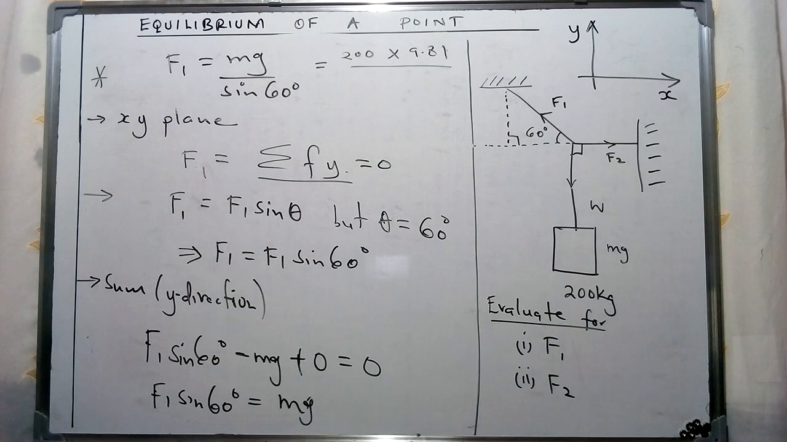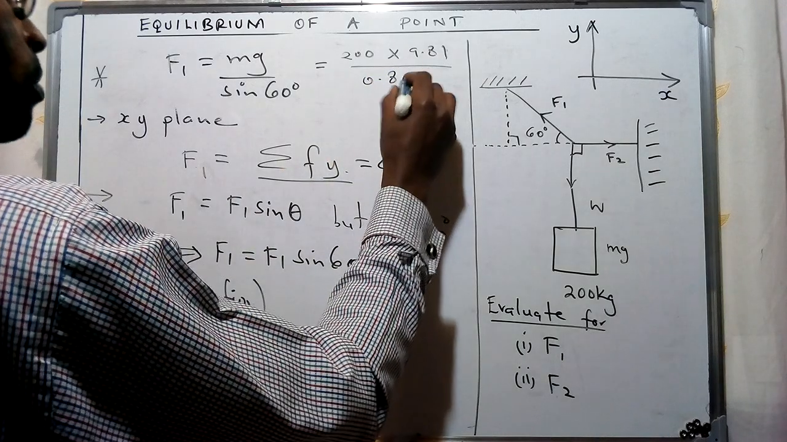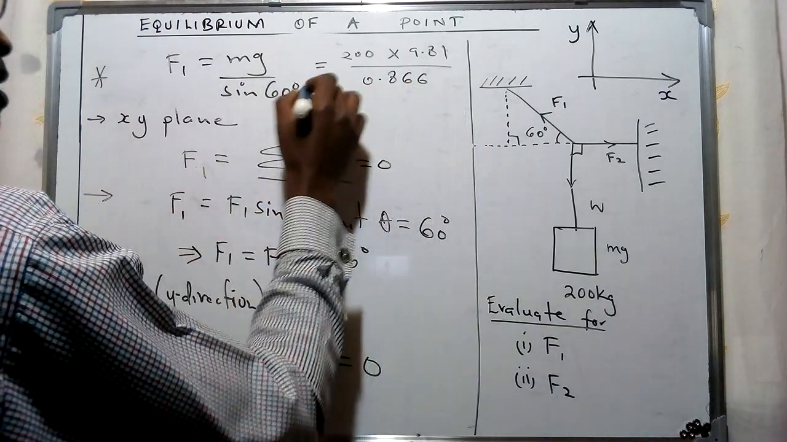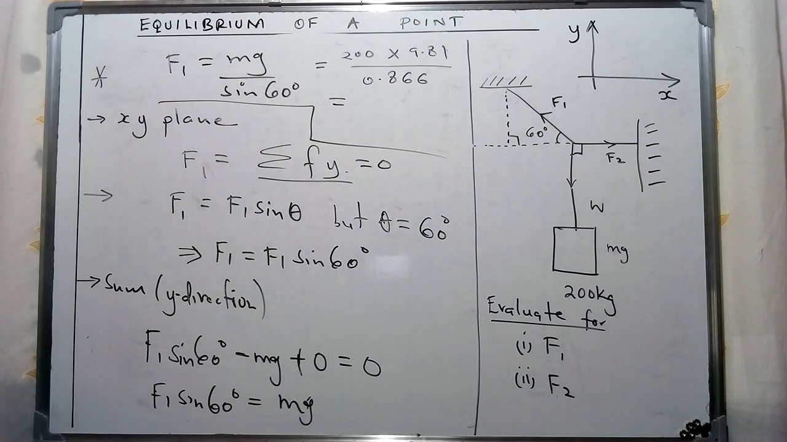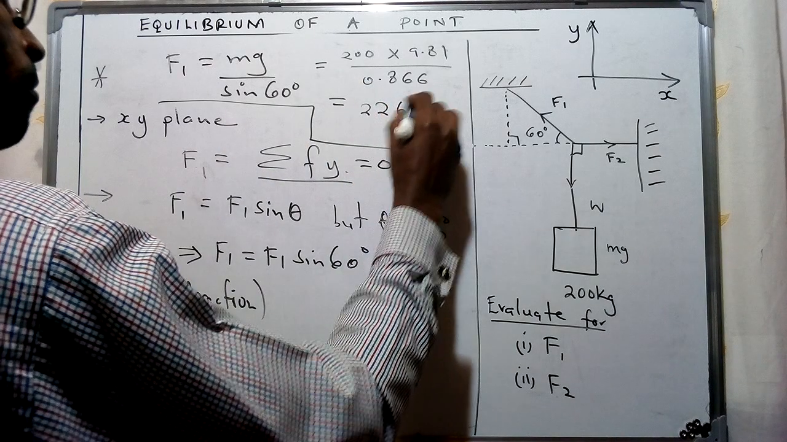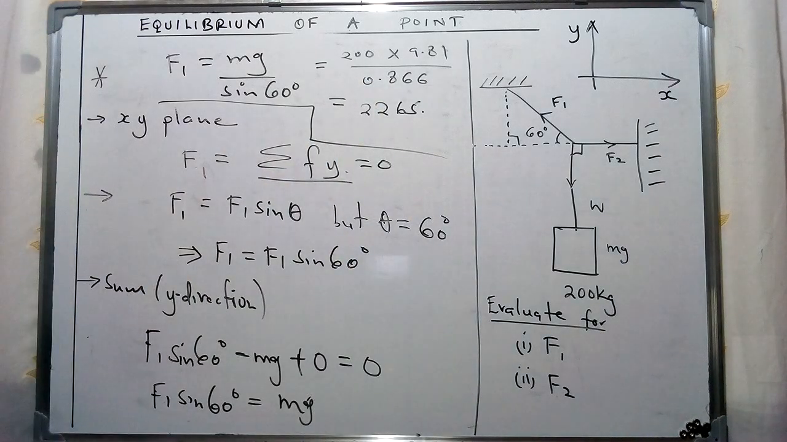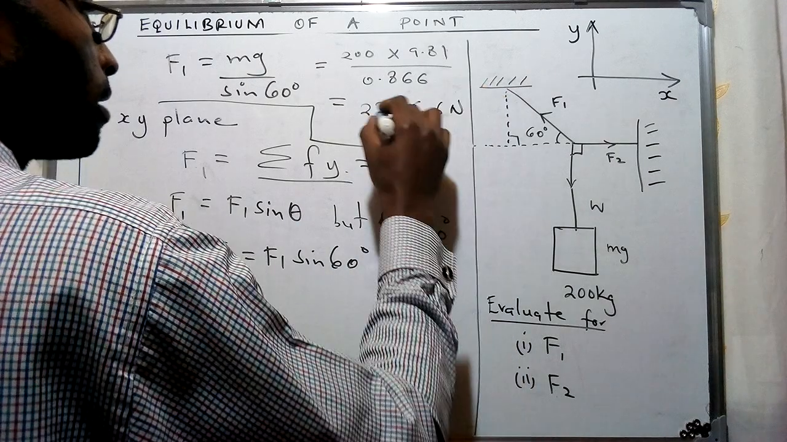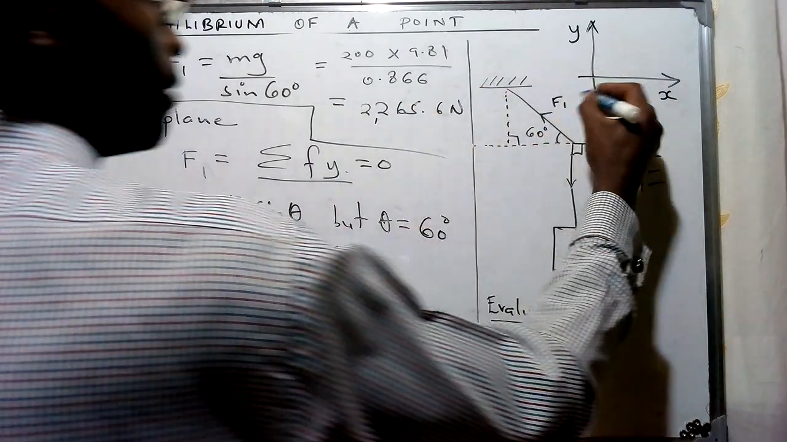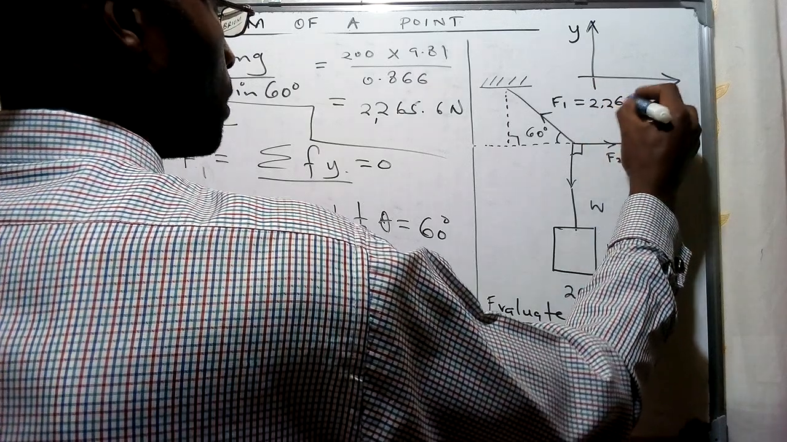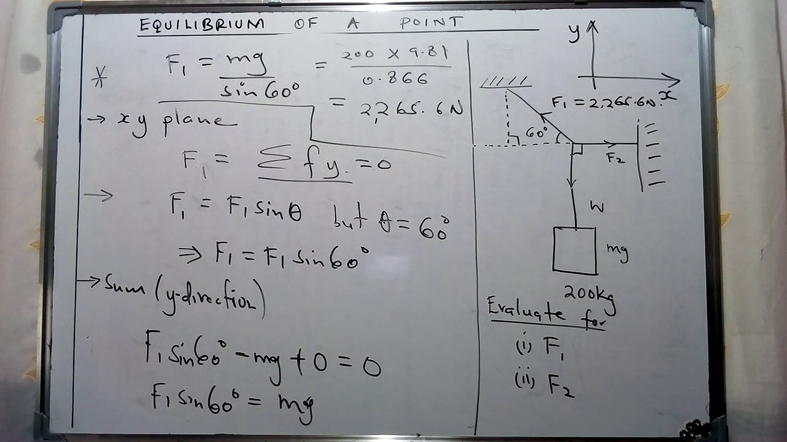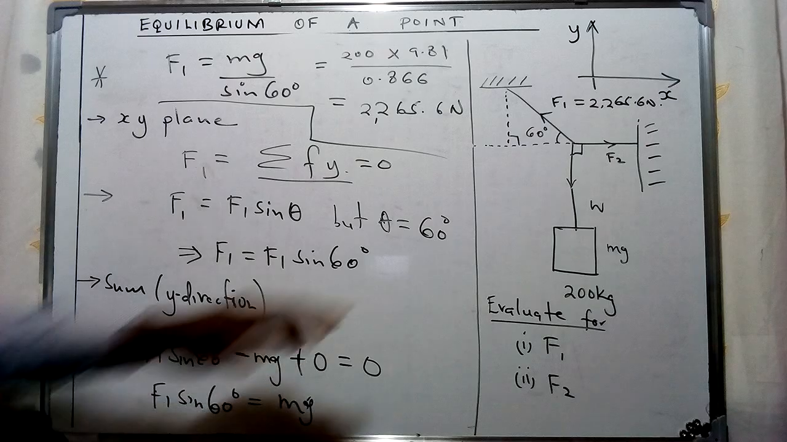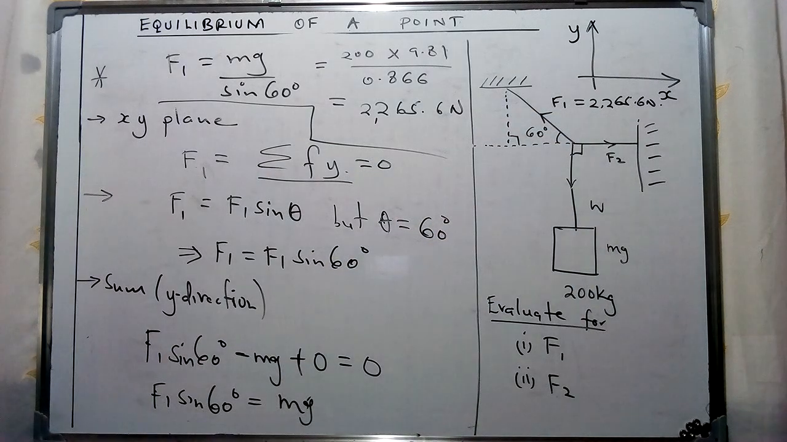So if we check from our reference for sine 60 degrees, I hope this is going to be the figure given. So the force involved in this case is going to be given in newtons, which I'm getting as 2265.6 newtons as our force F1. So this is 2265.6 newtons. This is going to be the way in which we evaluate the force forming this specific part, F1.